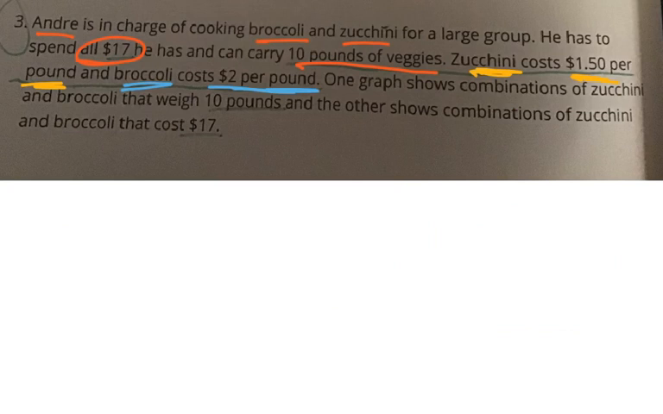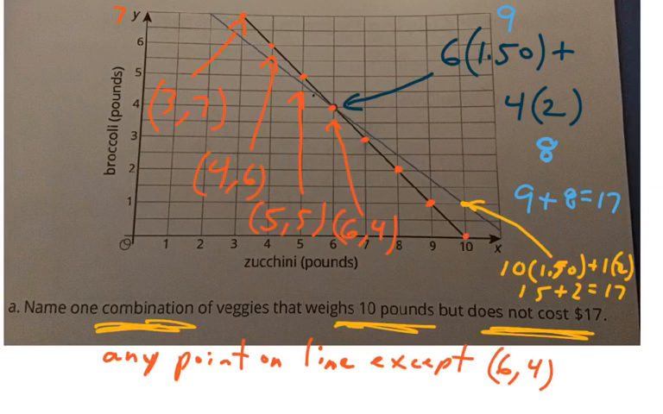Okay. On number 3, this one actually involved looking at this graph here. The thing I want you to understand is the red dotted graph right here. If you look at all the points, see, 3 plus 7 is 10, 4 plus 6 is 10, 5 plus 5. So this line, which I dotted in red right here, has all the points for broccoli and zucchini to add up to 10 pounds, right?